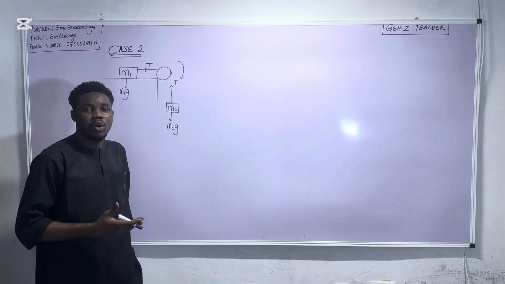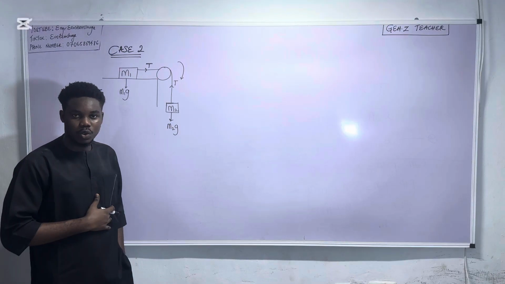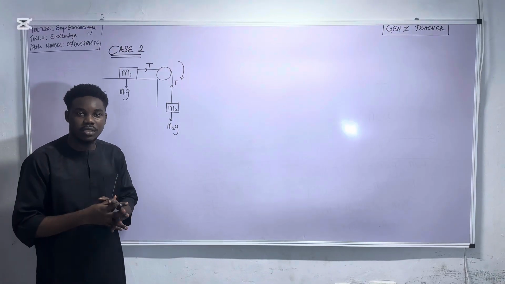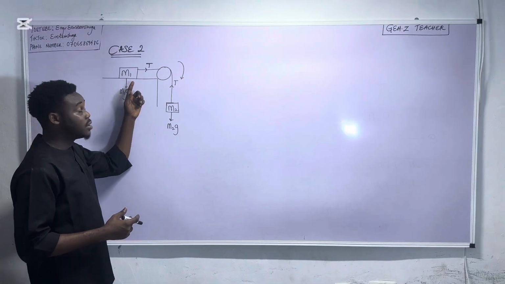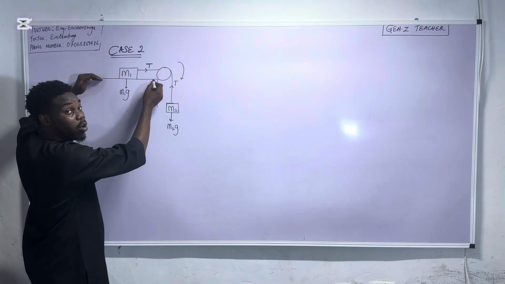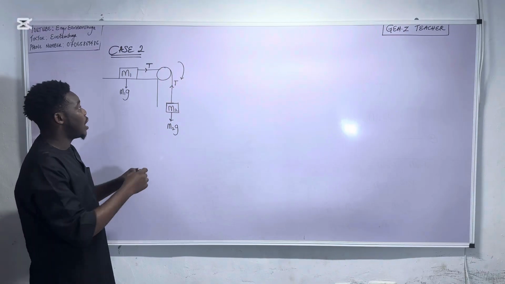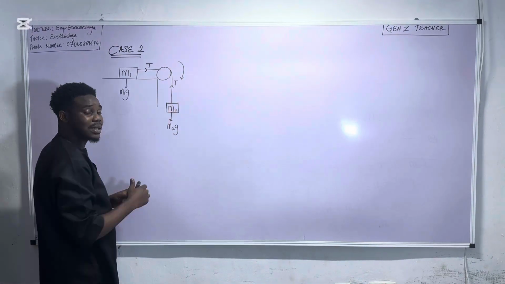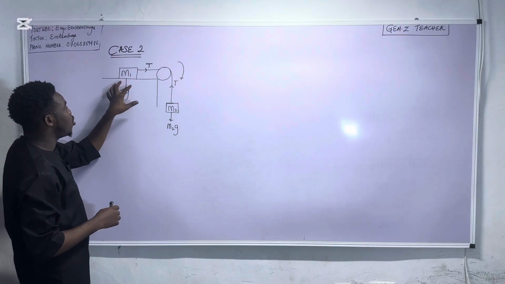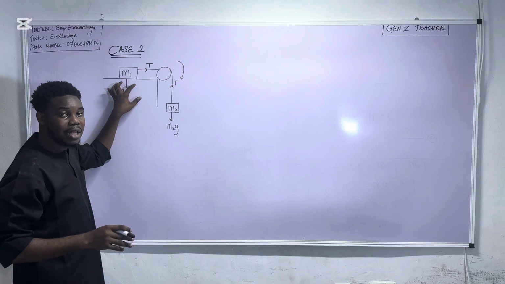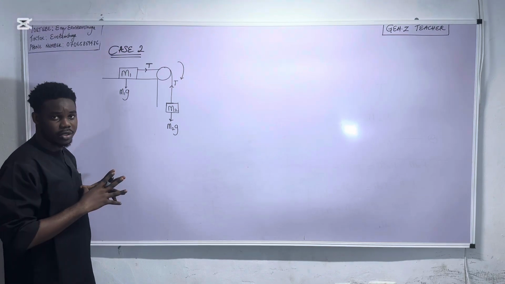Now, continuation of motion of connected particles. This is case 2. What does case 2 entail? We have two masses again, one on a platform and the other hanging freely from a pulley. They are both connected by a light inextensible string across the pulley. This platform is going to be a smooth platform, meaning there will be nothing about friction in this question.